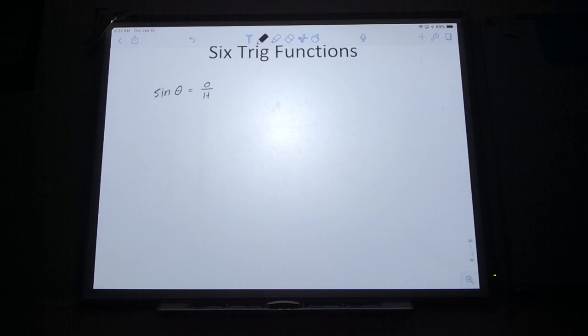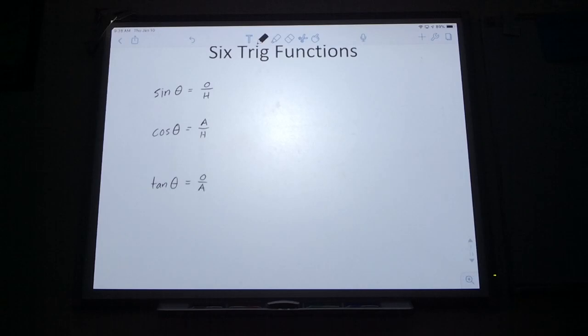You already know that. Next, cosine of theta is adjacent over hypotenuse. Tangent is opposite over adjacent, so SOHCAHTOA there.